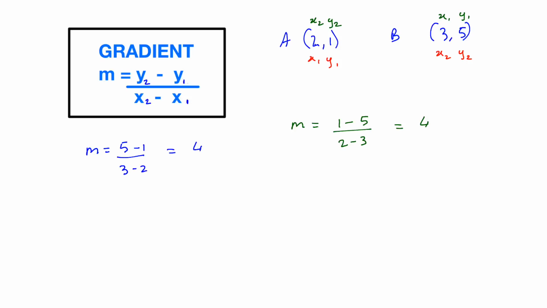The only important thing for you to remember here is if you take this as x1, this has to be y1. And if you take this as x2, this has to be y2. You cannot take x from one point and y from the other point. Okay?